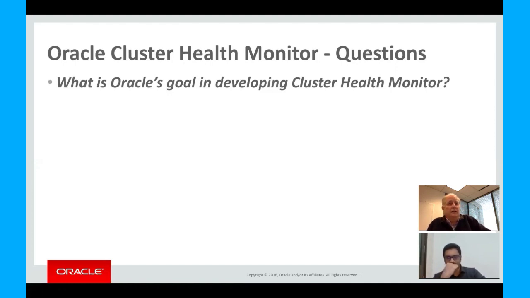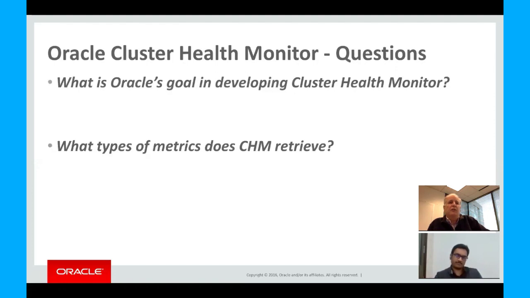Let's see how well we delivered on them. You mentioned diagnostics and metrics. So what type of metrics does CHM actually retrieve? Yeah, we collect various categories of metrics, and some of them may or may not be available depending on the actual version of the clusterware stack that is being used. So I'm going to list a few of them.